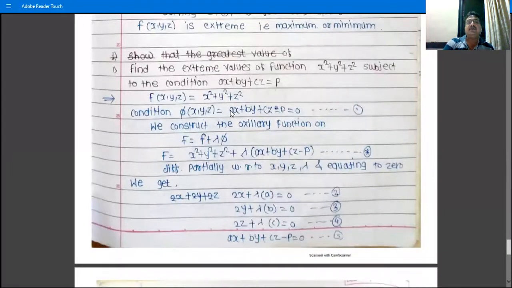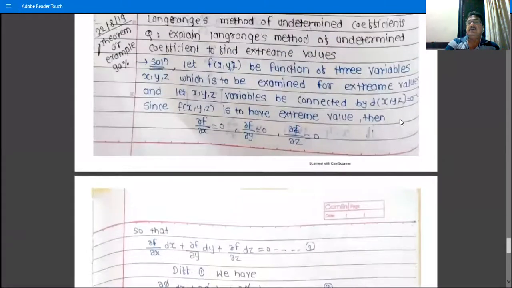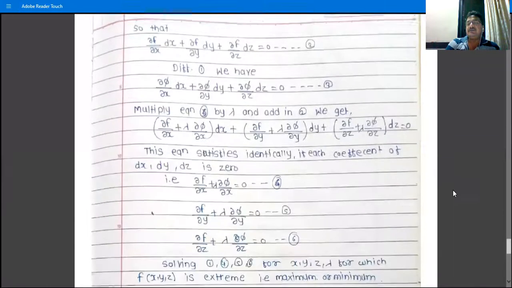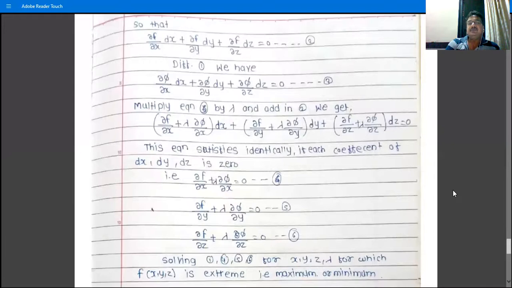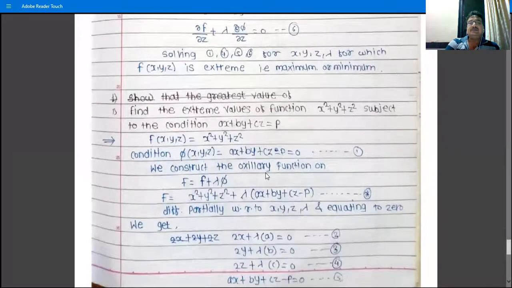There are 2 methods under this Lagrange's method. This is the first method. Consider this function as f xyz and the condition as phi xyz, that is ax plus by plus cz minus p is equal to 0. So we have this function and this condition phi xyz is equal to 0.